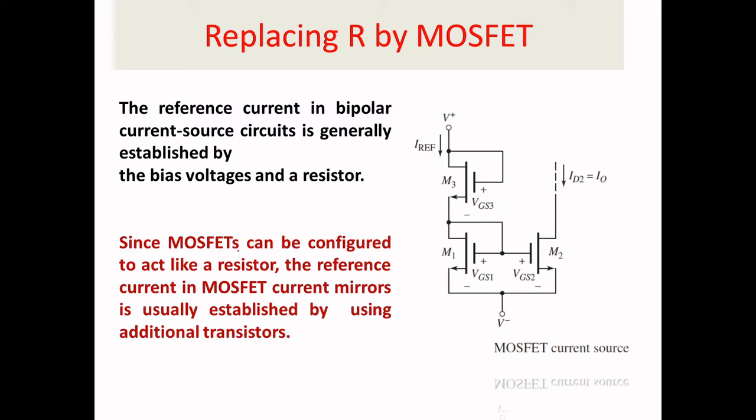MOSFETs can be configured to act like a resistor that can provide some reference current, usually established by using an additional transistor. Before, we were using two transistors; here I have used another one, a third transistor. The purpose of adding this transistor is to provide the constant current source, so that I can increase the stability in the circuit.